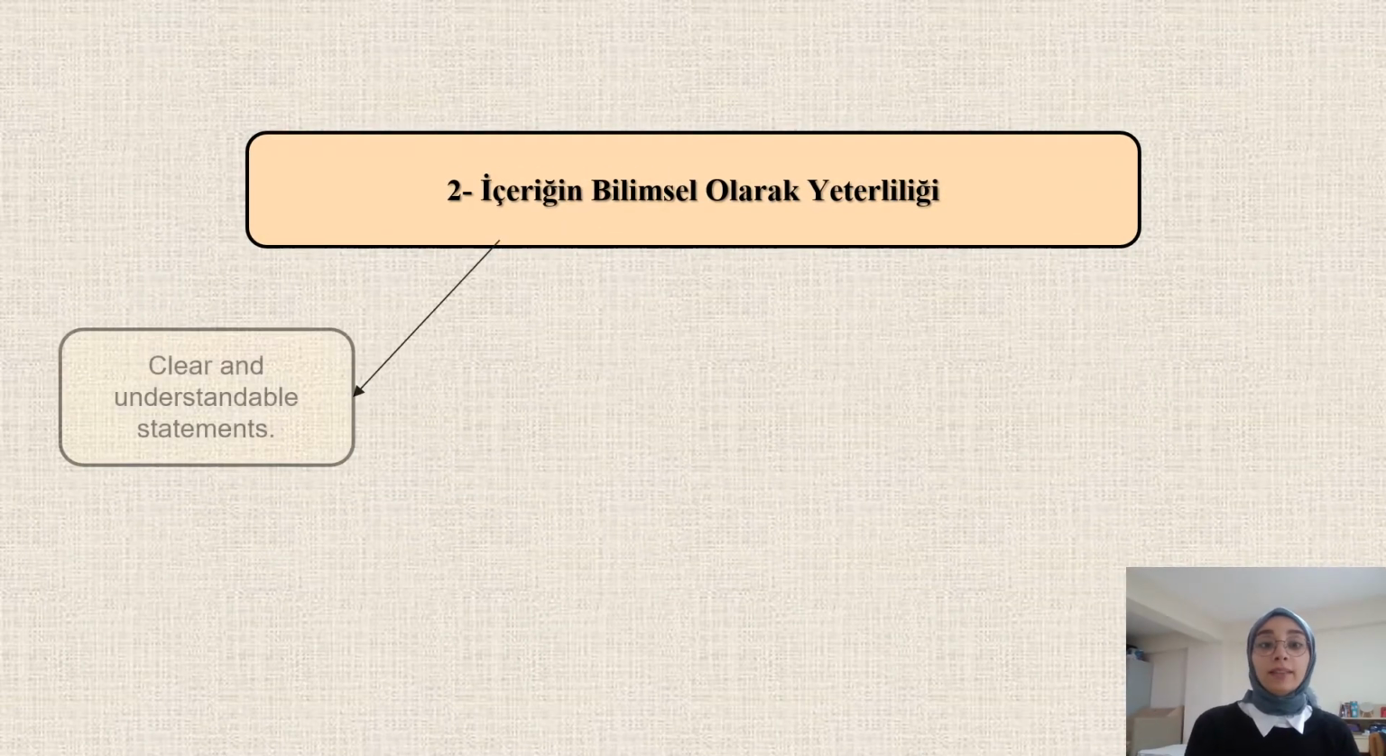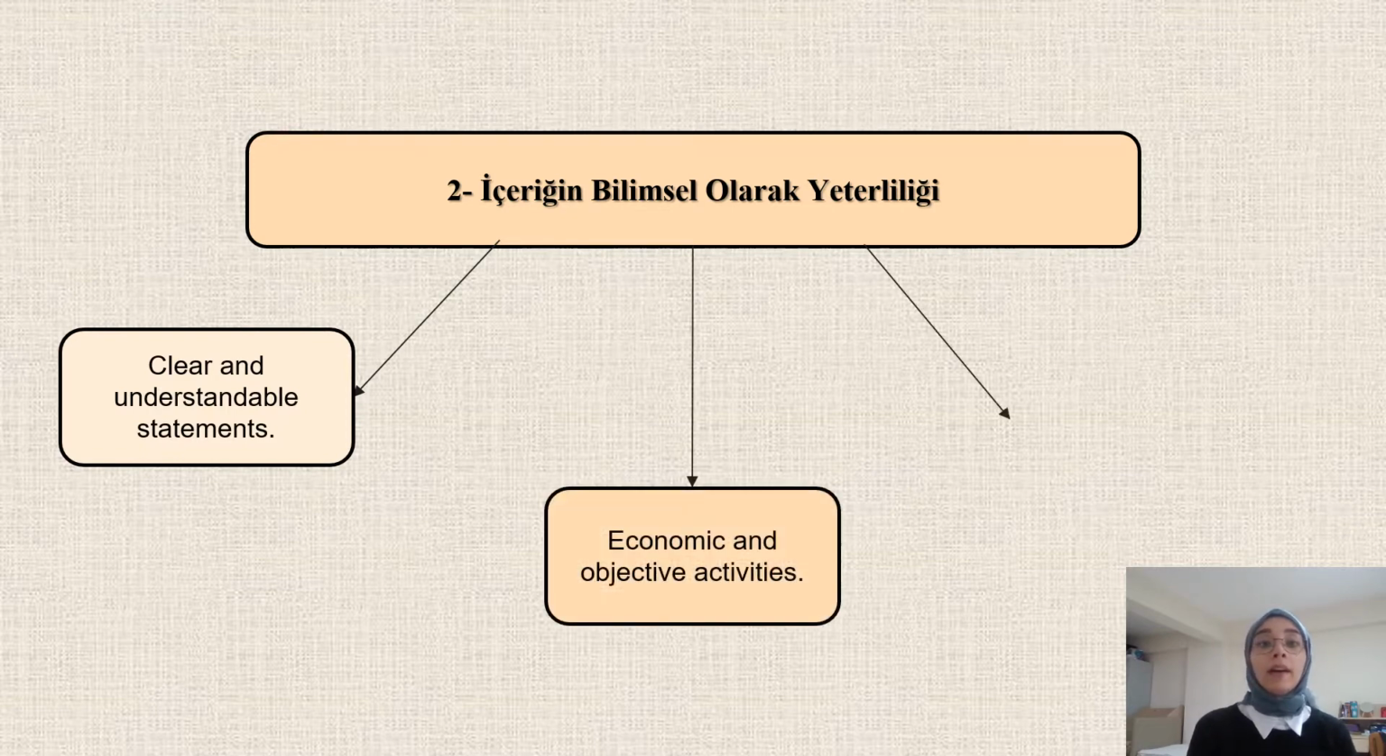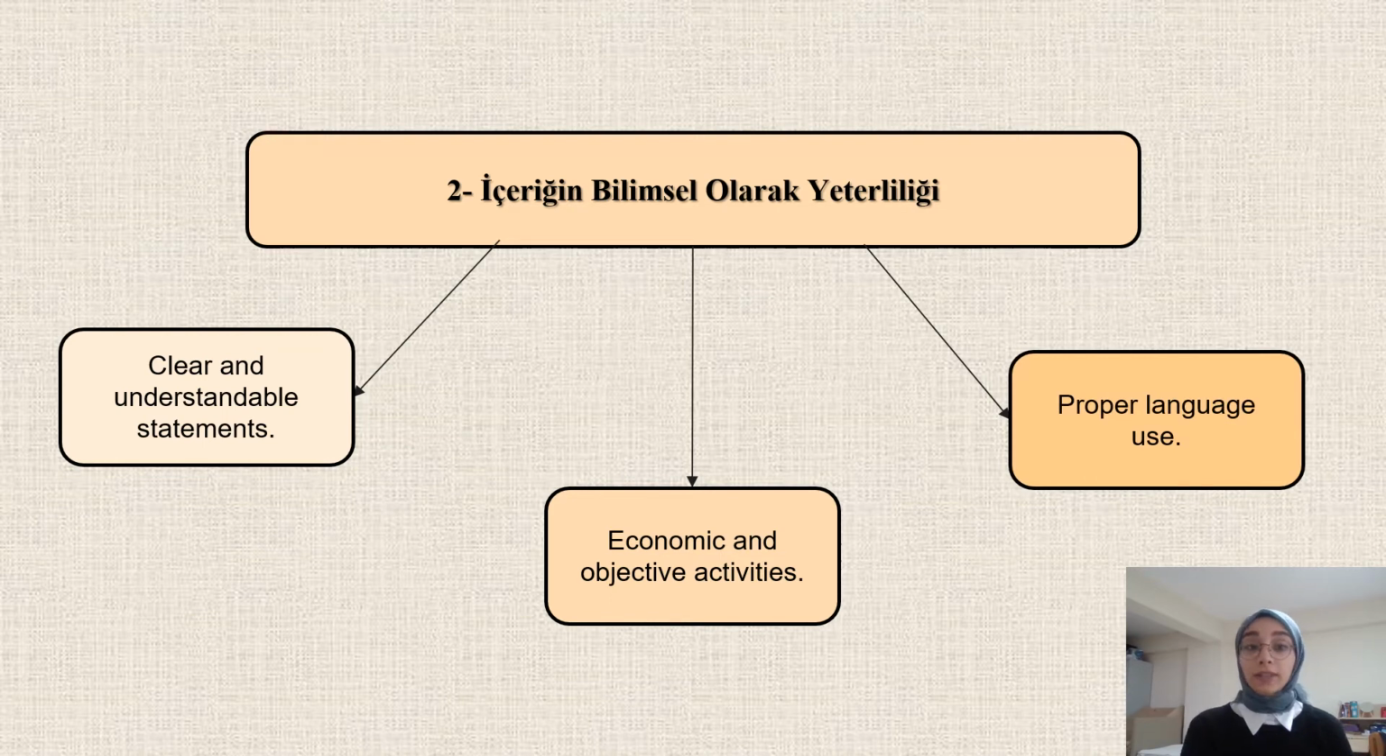According to the second criterion, all the statements, questions, and activities should be clear and understandable by the learners. Similarly, the language used in the book should be proper for their levels. Each activity should be economic and objective, and they should be proved by a bunch of scientific methods.